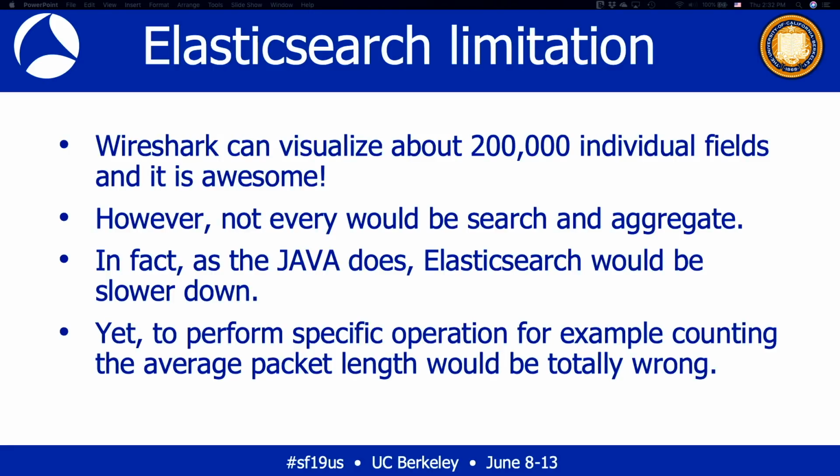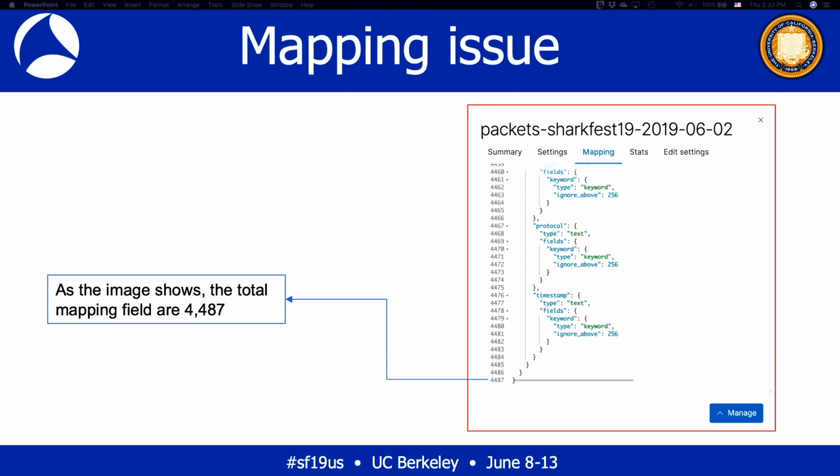Wireshark can actually visualize about 200,000 individual fields, and it is awesome. However, we do not need all of the fields, because on aggregation there will be performance problems and it will slow down. To overcome this problem, I've made some adjustments.